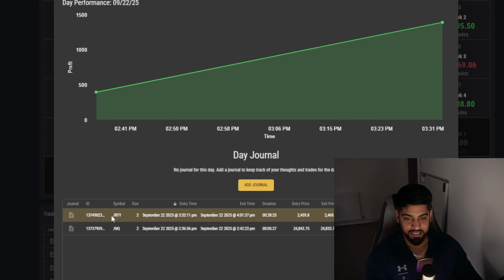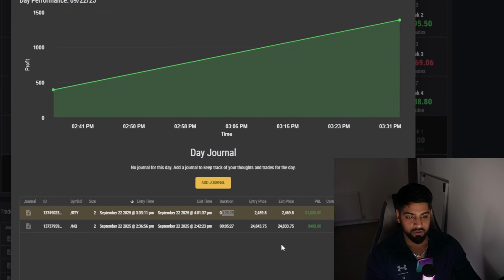And as you can see today, RTY, which is the Russell 2000, September 22 at 3:33 p.m. in the afternoon until 4 p.m. So it took half an hour for this trade to complete, well, 28 minutes. And we netted a nice $1,000 overall across 5 accounts. So that's $5,000 in profit. So nice and simple for that trade.